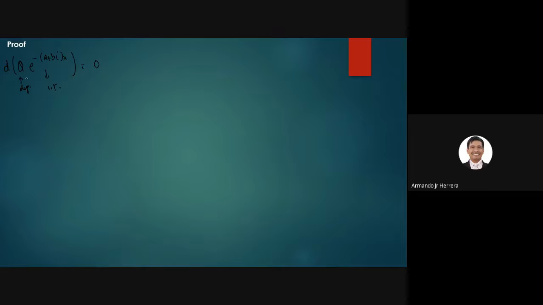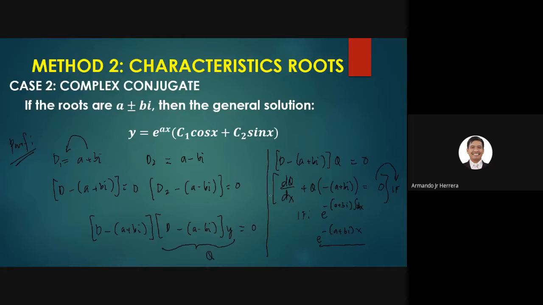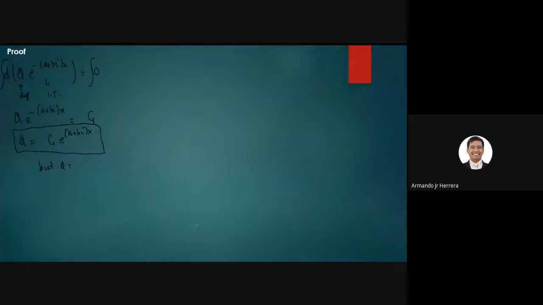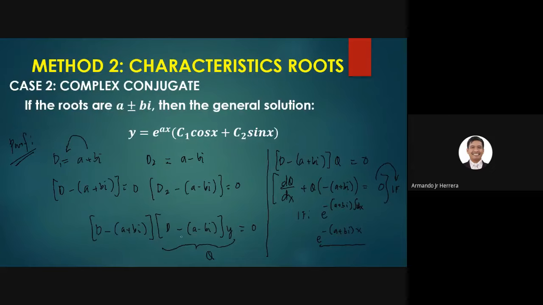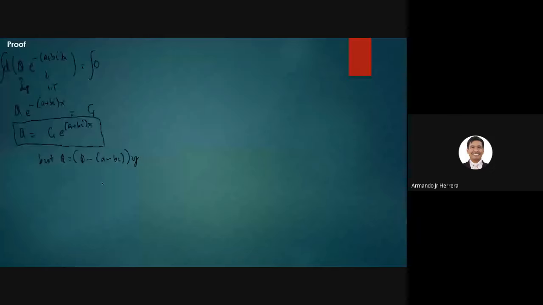So again, to integrate, magkakaroon tayo ng q e to the negative (a plus bi)x is equal to constant 1. So q here is equal to c1 e raised to (a plus bi) of x pag minultiply natin sa positive nito to cancel that out. So again, that's our first solution. But we set q to be equal to D minus quantity (a minus bi) y. So again, (D minus (a minus bi)) y is equal to 0.